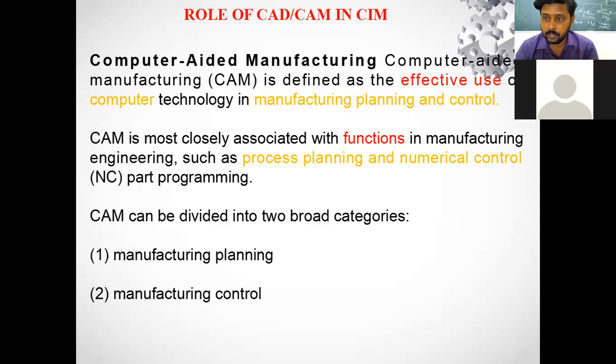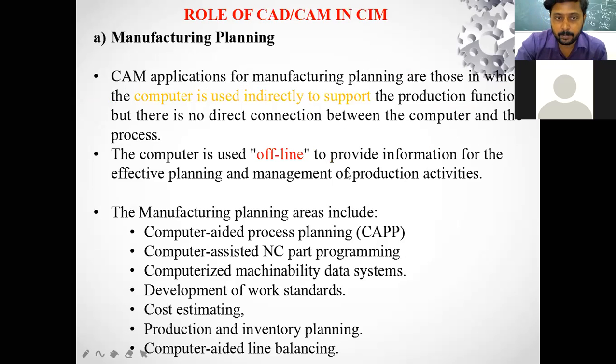DNC systems are coming up, then artificial intelligence, and everything is just coming and adding to this computer aided manufacturing. Now this CAM can be divided into two broad categories. The first one is manufacturing planning and the second one is manufacturing control. So what is this manufacturing planning?